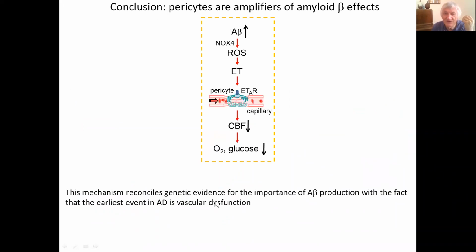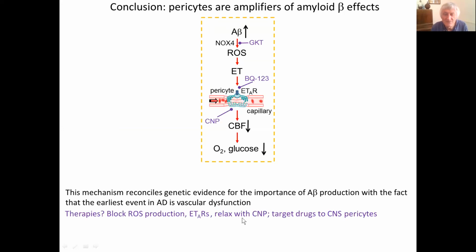And I just want to sum up what I've shown you about AD. So A-beta constricts capillaries, blood flow goes down, oxygen and glucose levels fall. And this reconciles genetic evidence for the importance of A-beta with the fact that the earliest event in AD is a vascular dysfunction.